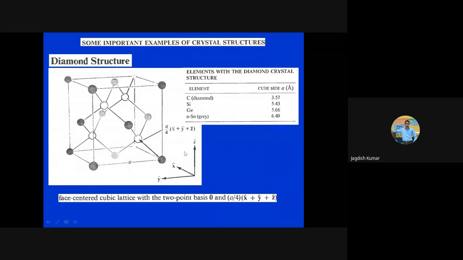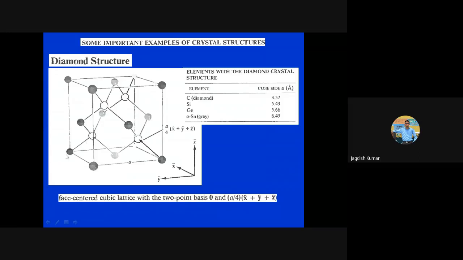So A is the reference length, and we are saying one of the atoms is put at, say, 0.25, which is 1 by 4 times A. Those are the fractional coordinates of the atom, 0.25, 0.25. Let us assume this is our origin, 0, 0, 0.